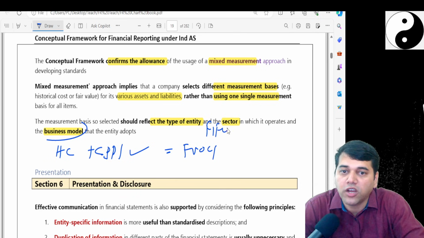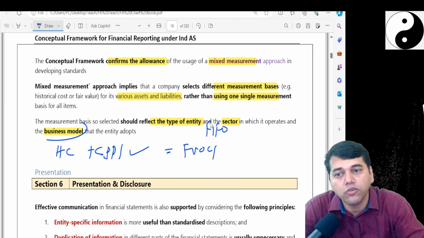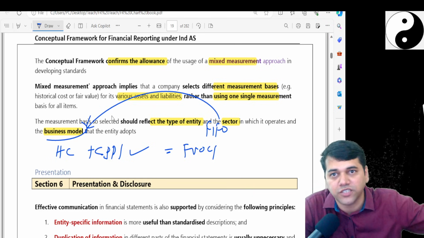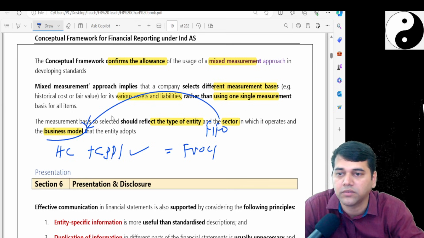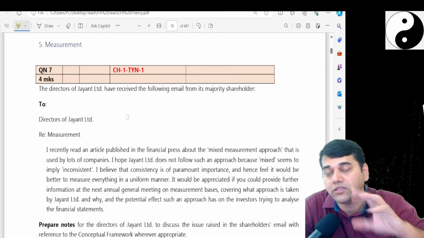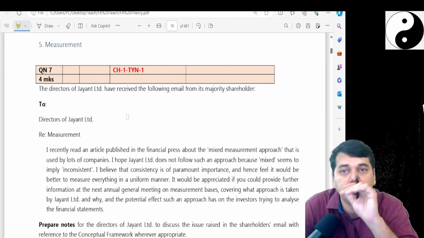FIFO, when you talk about it, it depends upon your business model. If your business practices are first in, first out, use FIFO as a measurement basis. Are you clear? Now, how this concept of different measurement bases may be asked in the exam.